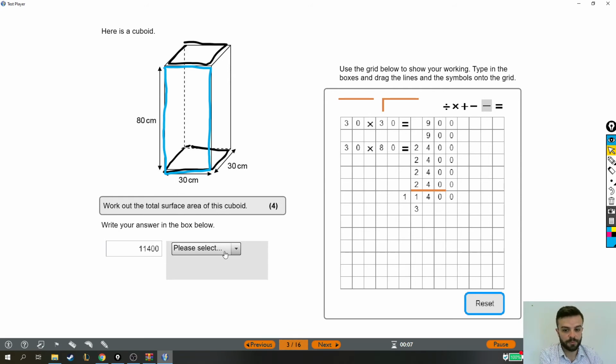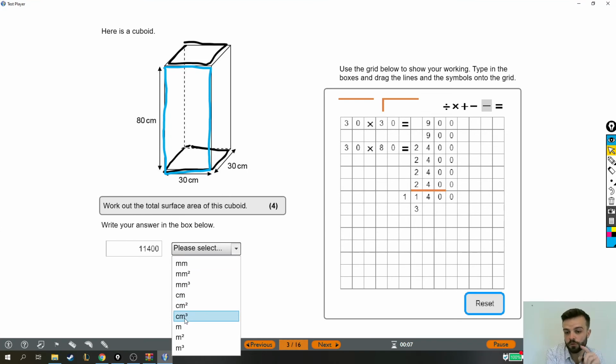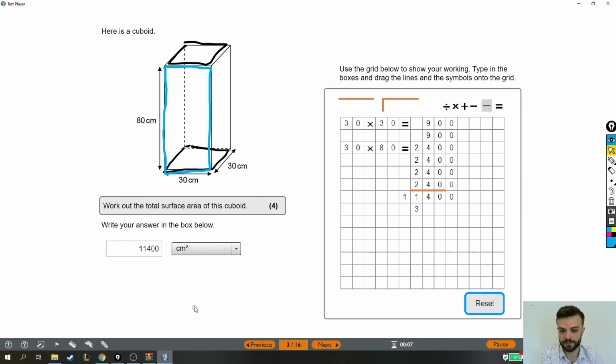Now let's talk about the units for the surface area. Now this is a 3D shape, which means it's very tempting to say it's centimeters cubed. Centimeters because we're using centimeters, and cubed because that's what we use for 3D shapes. But that's not quite true. Centimeters cubed is for volume, and we have an area. Yes, it's the area of a 3D shape, it's the area around the outside, but it is still area, which means it's going to be centimeters squared.